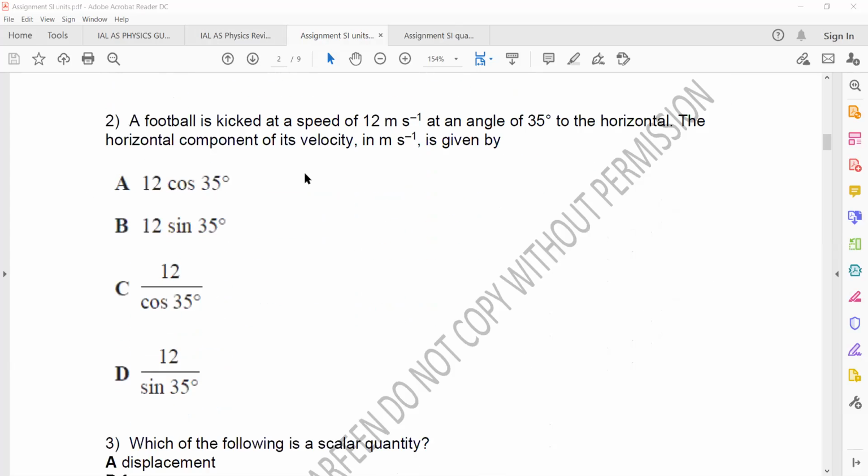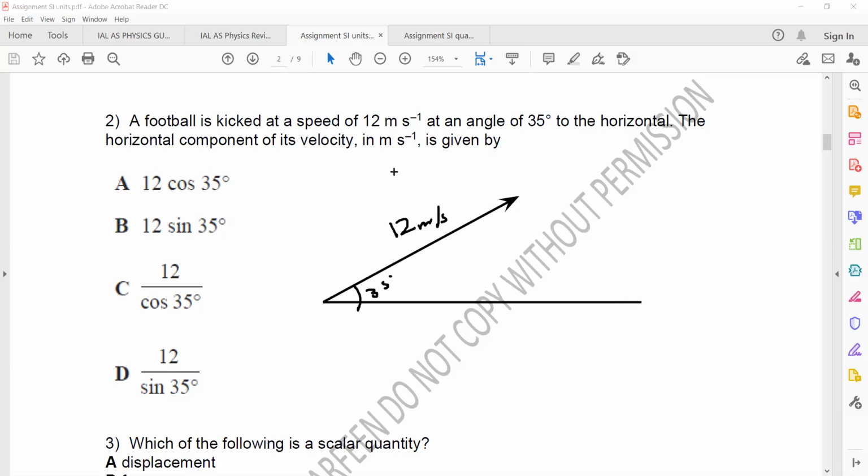The reason I'm solving these questions is so that you understand the topic we discussed today. A football is kicked at a speed of 12 meter per second, making 35 degrees to the horizontal. So the speed is 12 meter per second, and it is making angle 35 with horizontal.